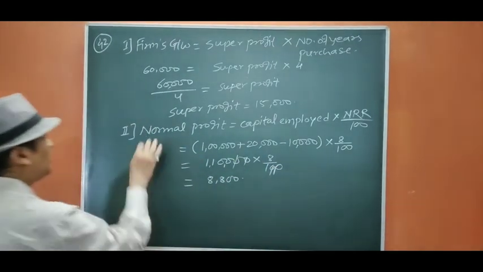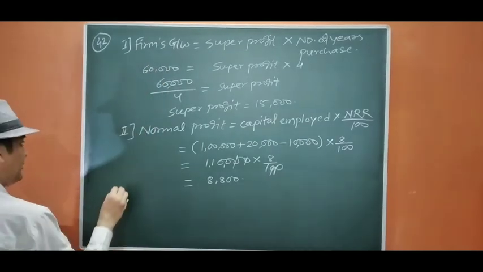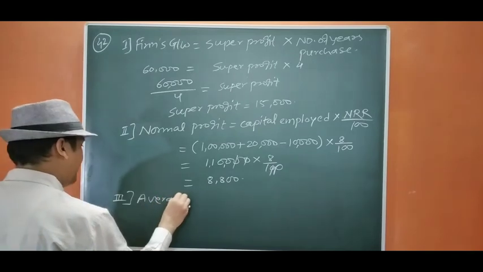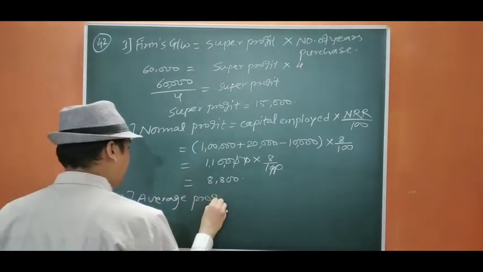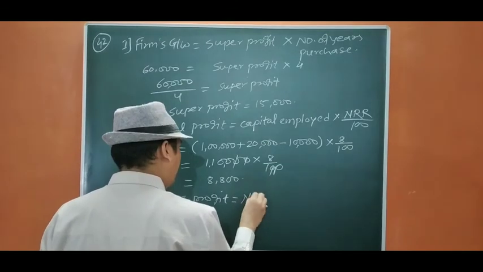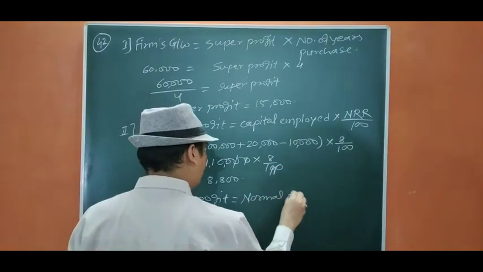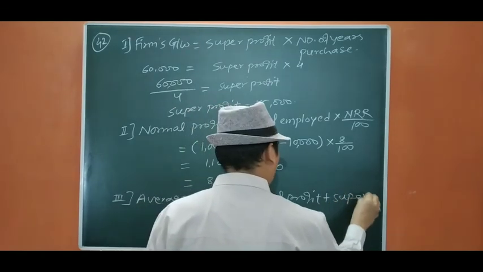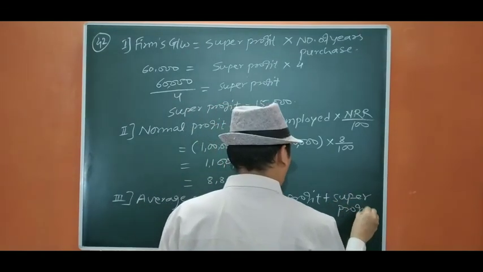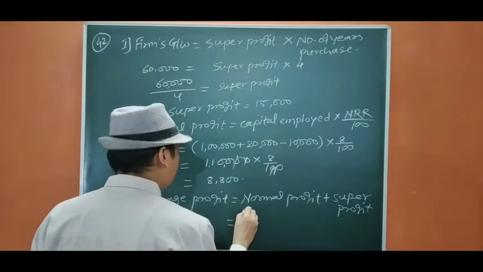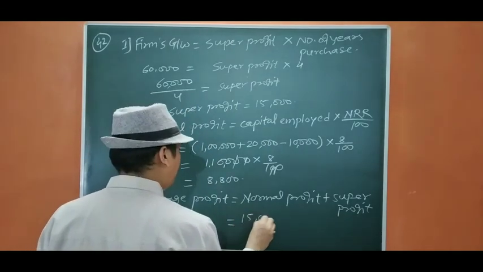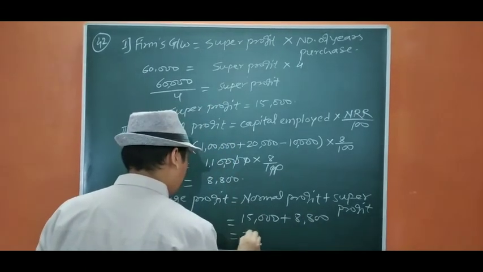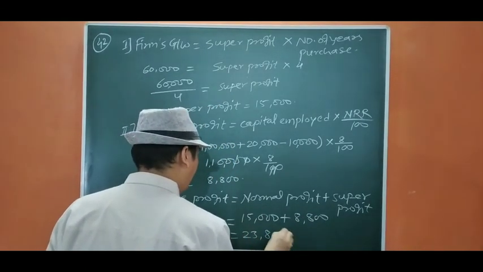Okay. Now we have normal profit, we have super profit. From that we are going to have our actual or average profit, that is net profit. So average profit equals to normal profit plus super profit. Okay, this is 15,000 plus 8,800, 23,800. This is the end of question.